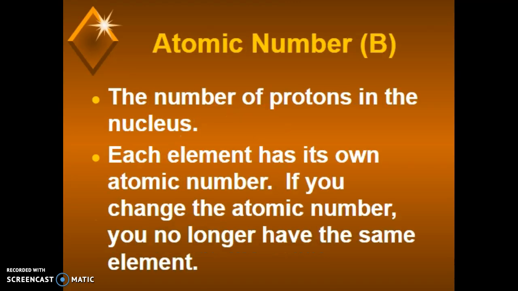Getting back to elements specifically, hopefully you remember that the atomic number is the number of protons in the nucleus, and each one has its own atomic number. We know that we can manipulate the number of electrons, and we can manipulate the number of neutrons, and we get ions, and we get isotopes. But if we change the number of protons, we change the element. So that atomic number is truly the identity of the element.